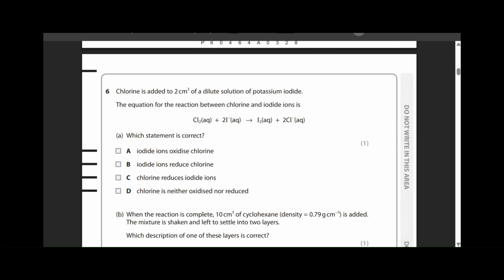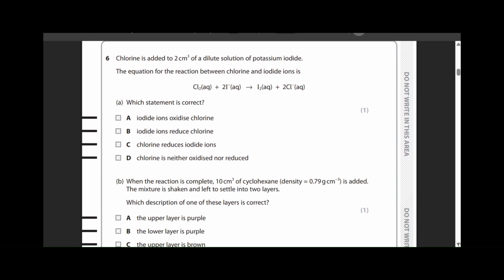Now question number 6. Chlorine is added to 2 cm³ of dilute solution of potassium iodide. The equation for the reaction between chlorine and iodide ion is given. Which statement is correct? You know, chlorine is above iodine in group 7, and chlorine has a more oxidizing ability as compared to iodine. So it oxidizes iodine. Because chlorine oxidizes iodide, itself it gets reduced. So it means iodide ion reduces chlorine. So this is the correct option B.